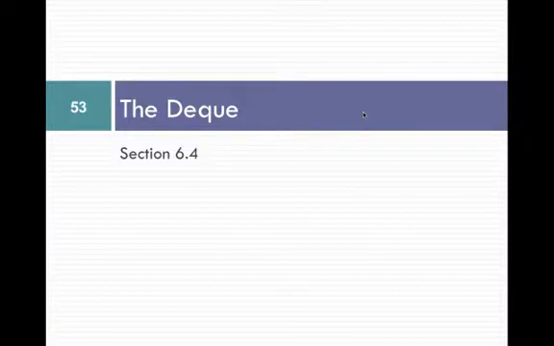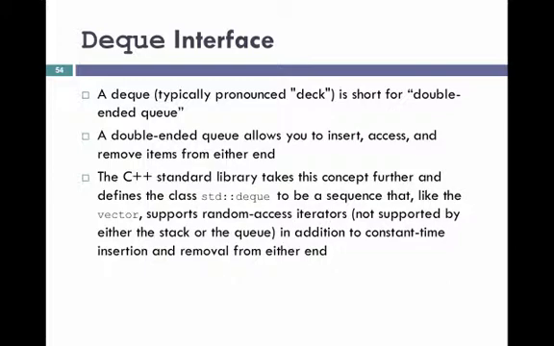In this slidecast, we'll talk about the deque. Deque is short for double-ended queue. We can insert, access, and remove items from either end. In the C++ standard library, deque is powerful like a vector in that we can have random access iterators. These are not supported in stacks or queues. And that's in addition to adding and removing from either end.